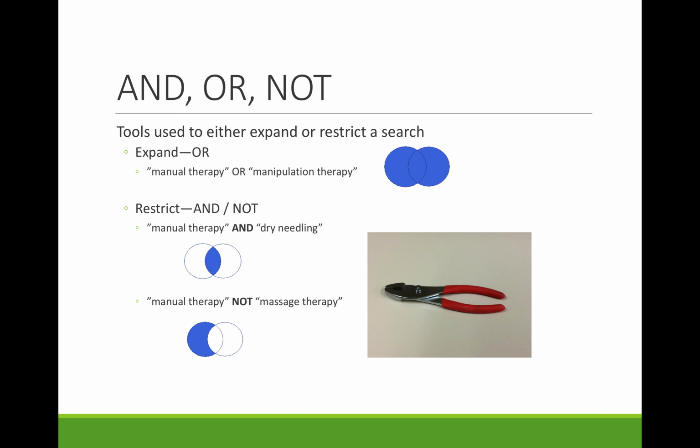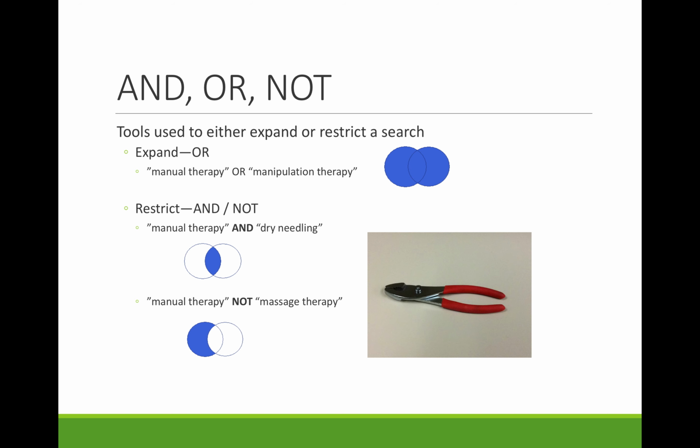And, or, and not are tools that you can use to help you either expand or restrict your search. If you want to expand your search, you can use the term or. So for example, manual therapy or manipulation therapy. I mentioned in a previous video how you can use synonyms to help you, because maybe the original term you used, manual therapy, wasn't included in the article, but instead it may have used manipulation therapy, but you want to pull in articles that include any of these concepts. So this little Venn diagram shows you an example of using or: it will retrieve articles that use the phrase manual therapy in addition to articles that use the phrase manipulation therapy. So it brings in more results.